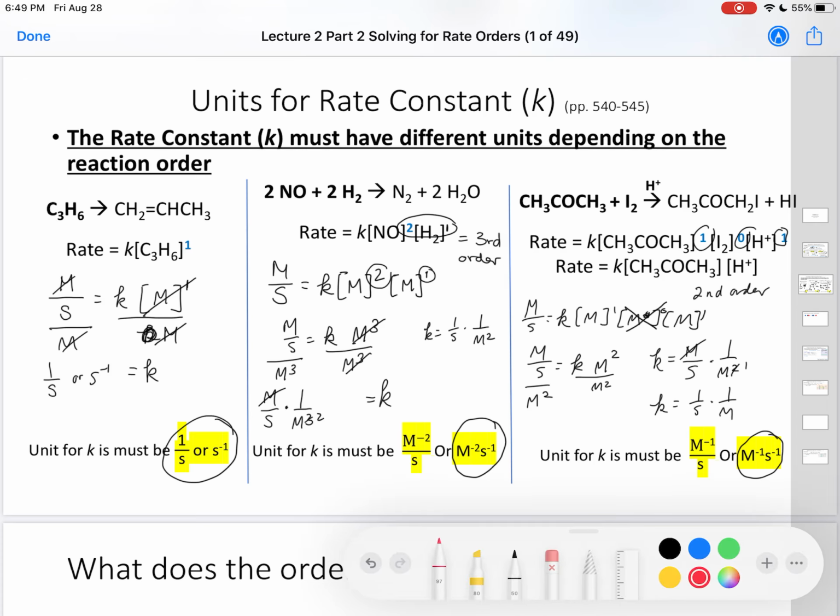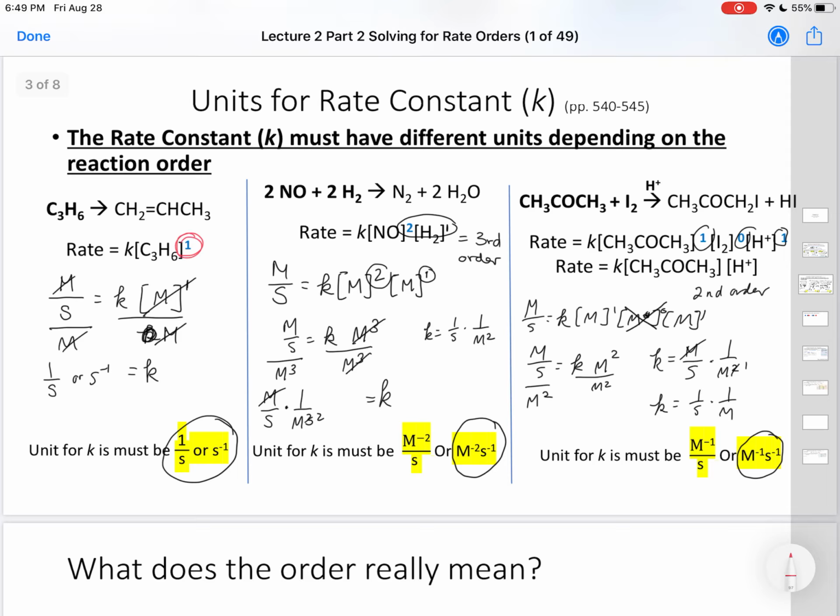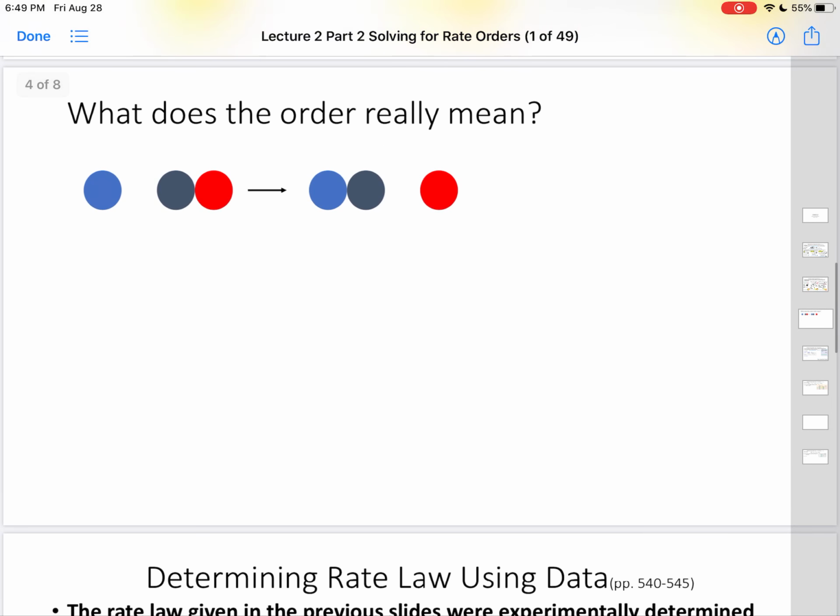So again, the takeaway here is, depending on the order, the units for K change. If it's first order, it's S to the minus 1. If it's second order, it's M to the minus 1, S to the minus 1. If it's third order, it's M to the minus 2, S to the minus 2.